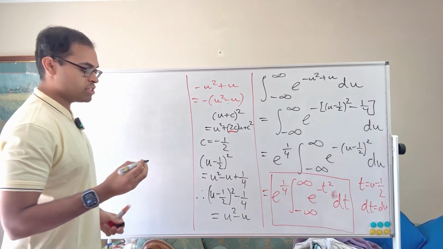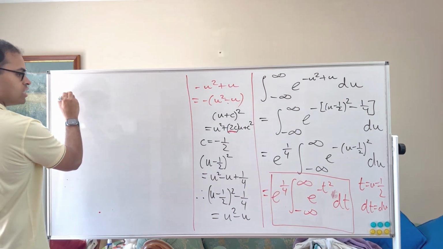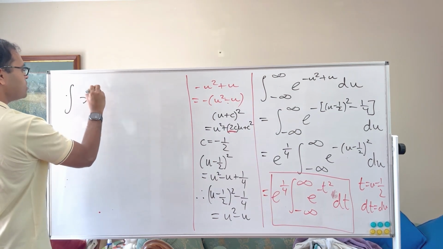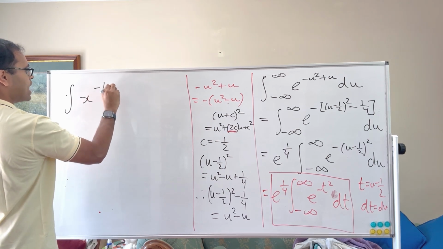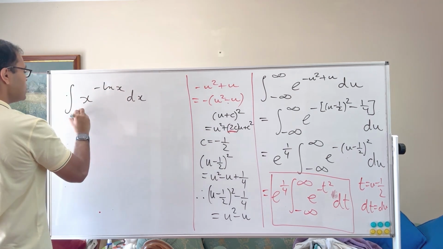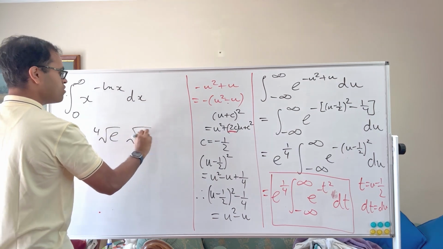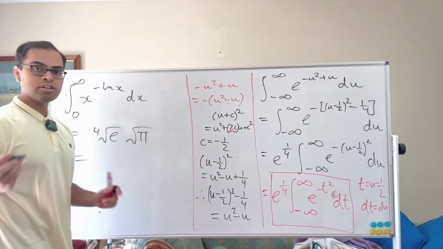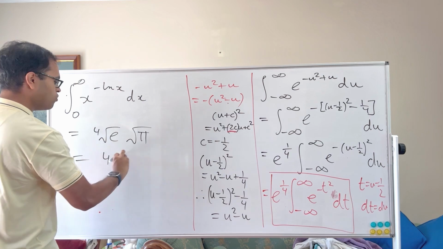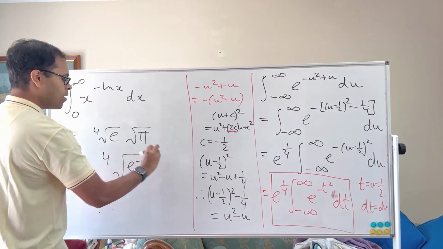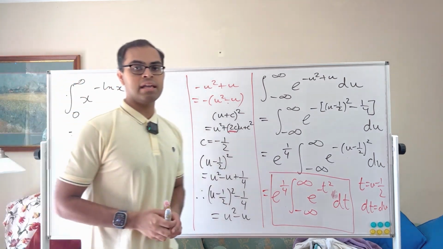That integral there is equal to the square root of pi, and once you've seen that video, you get that our answer, the integral of x to the negative log x dx from 0 to infinity, is going to equal the 4th root of e times the square root of pi, which is another way of saying it's the 4th root of e times pi squared. Pretty miraculous. It has both e and pi in it.